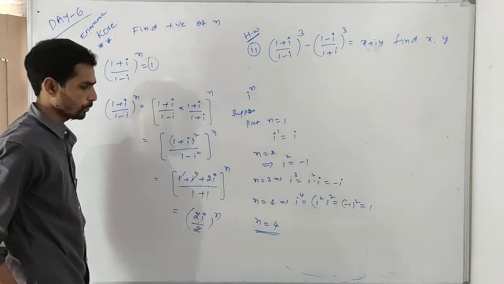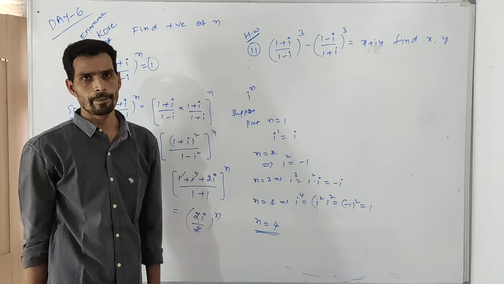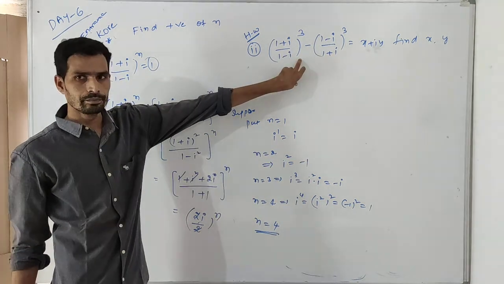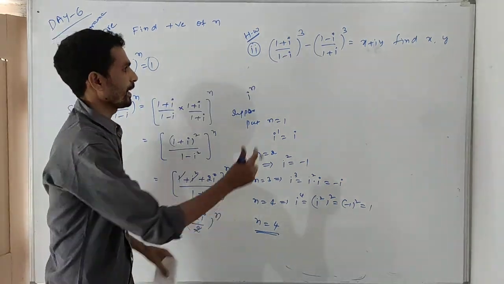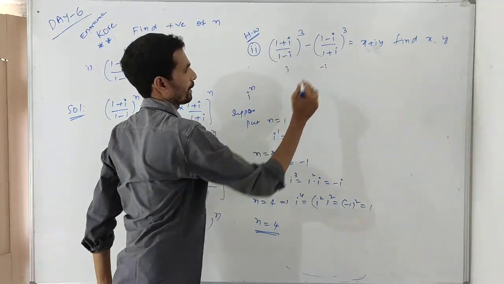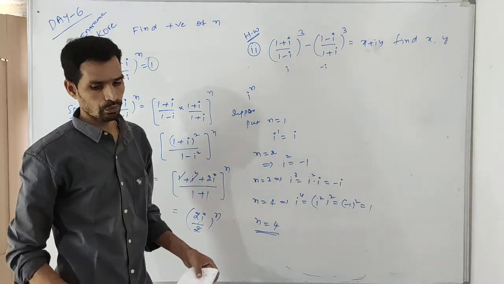Substituting n is equal to 4, we get i power 4 is equal to 1 only. You can solve the second problem by the same method. This is the one problem. Just rationalize here: 1 plus i by 1 minus i, we get total i. Here we get total minus i. We can solve and find the x comma y values.